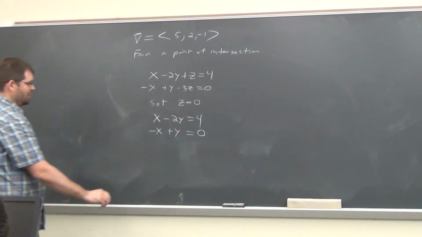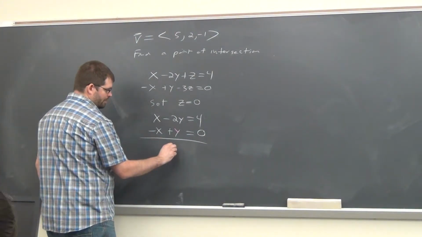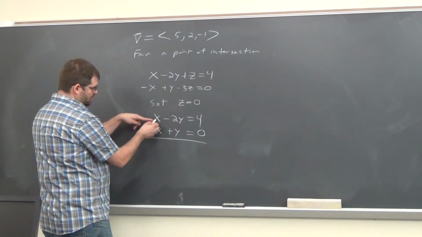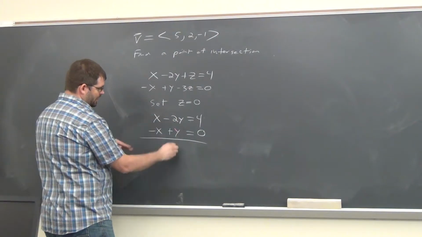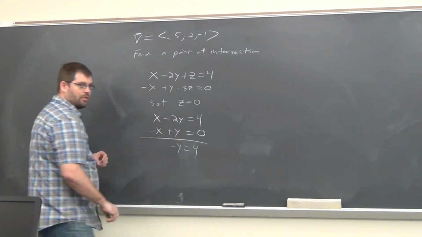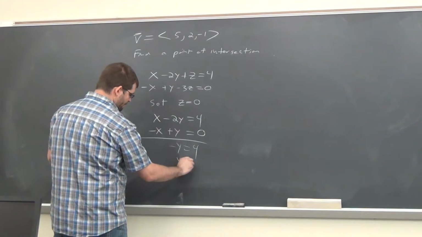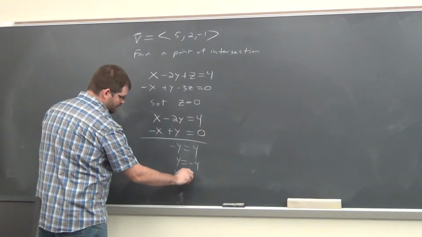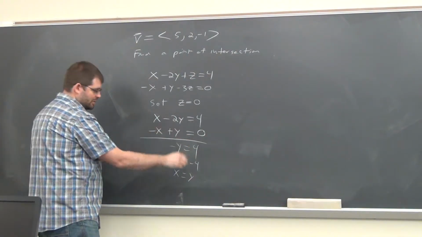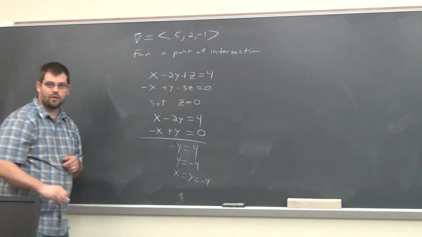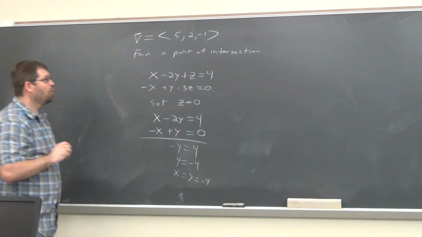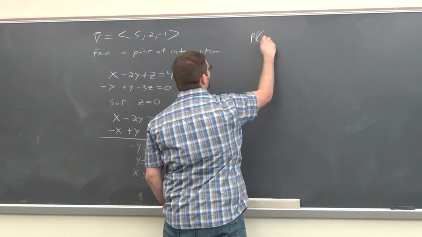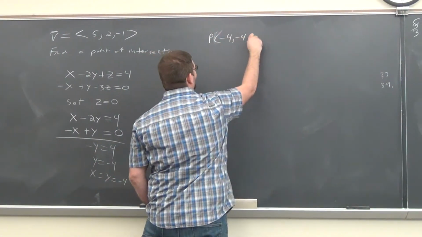This one, you can just add the two equations and you end up with what? Minus y, so y is 4, so y is negative 4, and then x is y from this equation, and so it's also negative 4. Does that make sense? And so our point, I'll just call it p, is negative 4, negative 4, and then 0.